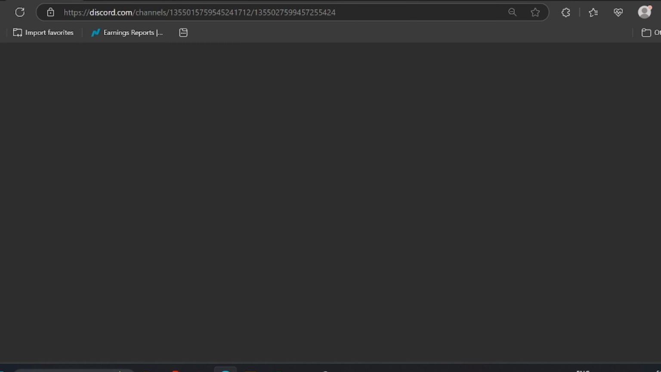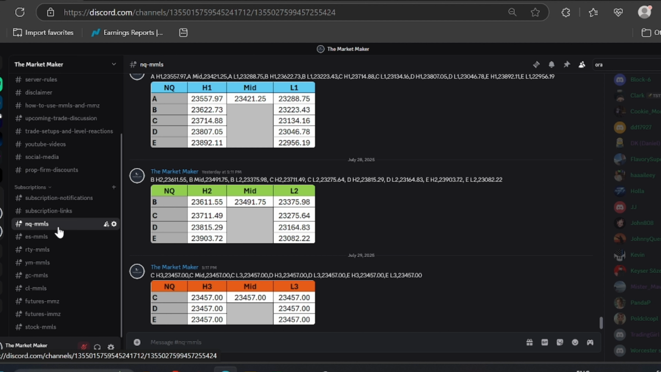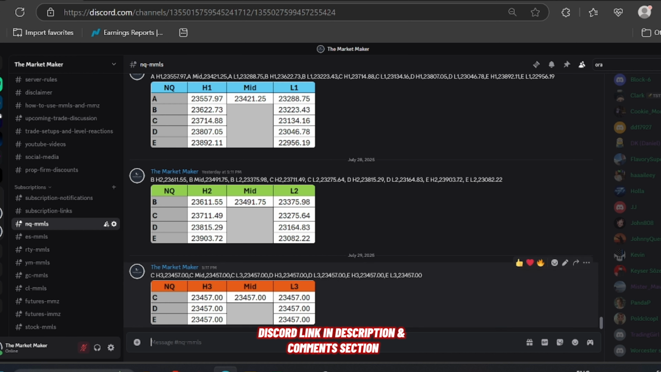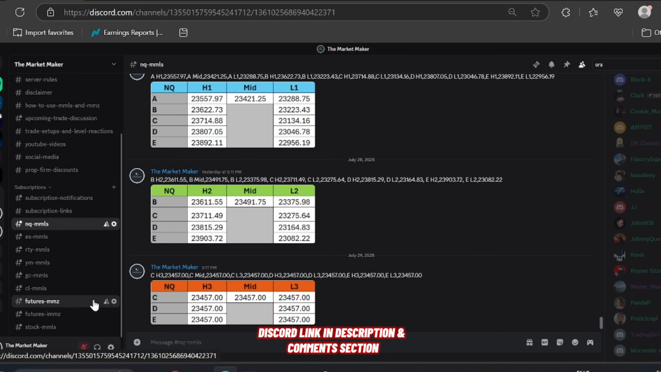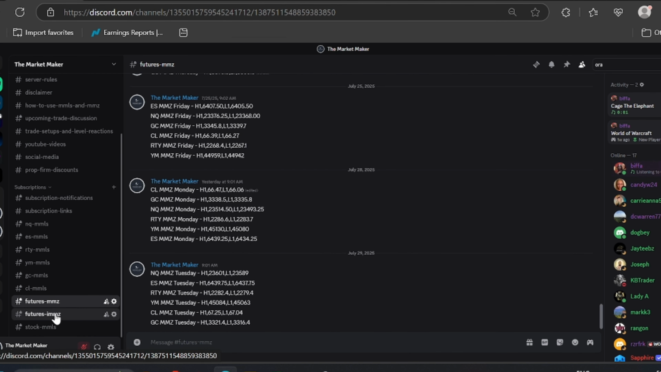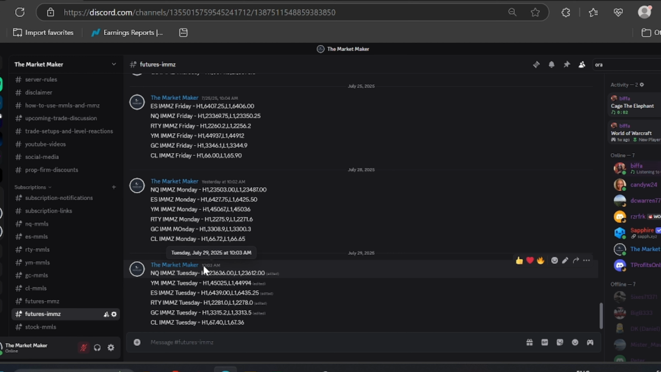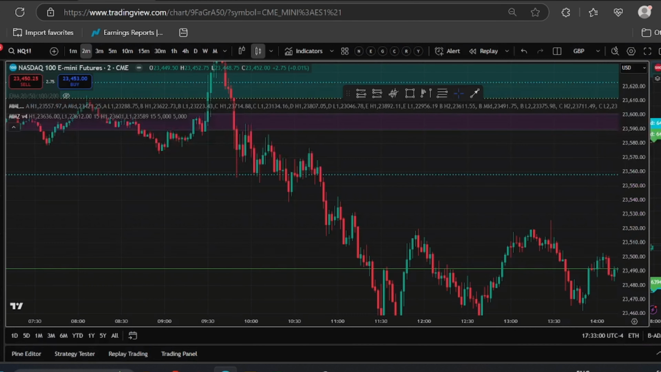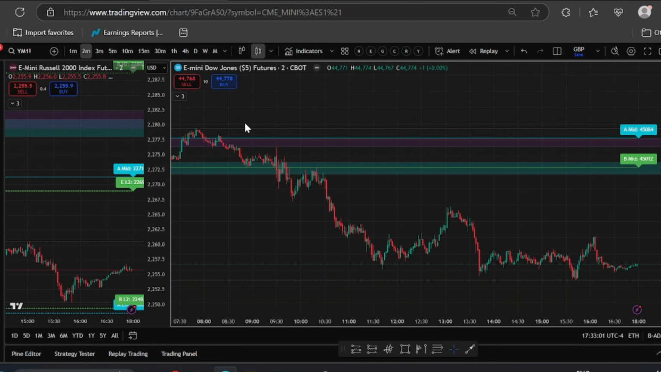So here's my Discord. I provide these levels for the 6 markets: NQ, ES, RTY, YM, GC, and CL, provided a day in advance. These levels you see in the evening in advance, and then the MMZs are provided at 9 a.m. and the IMZ, or the ignition market maker zone, is provided at 10 a.m. every day. Okay, so coming back here.